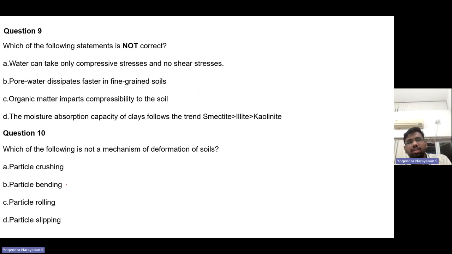Option C, organic matter imparts compressibility to the soils. Option D, the moisture absorption capacity of clays follows the trend smectite greater than illite greater than kaolinite.